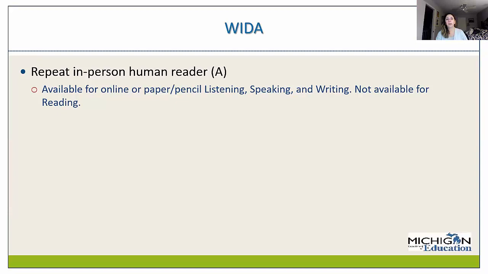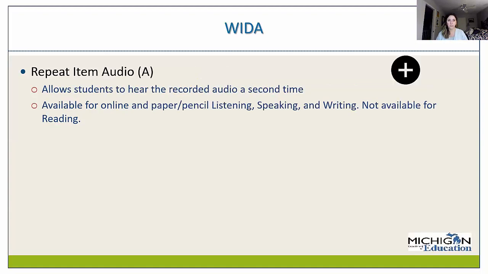Repeat in-person human reader. This is available for students taking the listening, speaking, or writing domains, not available for reading. This just allows the in-person human reader to repeat audio or whatever oral stimulus is being provided to the students. Repeat item audio. This allows the students to hear the recorded audio a second time. It's available online for paper pencil listening, speaking, and writing, but not available for reading.